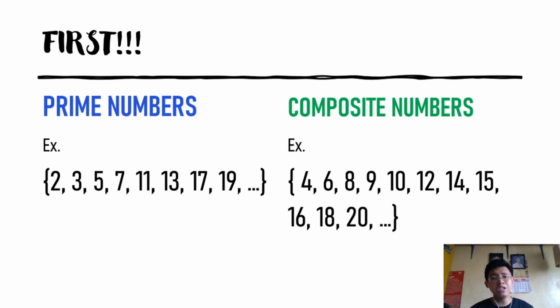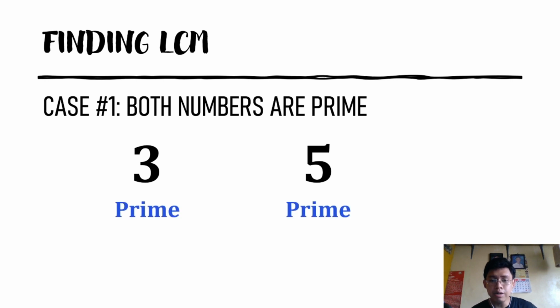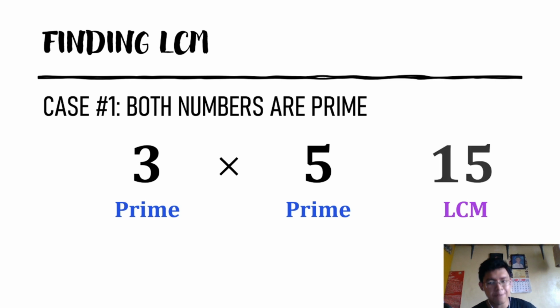Now, let's proceed to our first case. If the two given numbers are both prime numbers, for example, 3 and 5, they are both prime numbers. To get the least common multiple of these two prime numbers, we are simply going to multiply them to get the LCM, which is 15. So again, if we have both prime numbers, we multiply the two prime numbers to get the least common multiple.